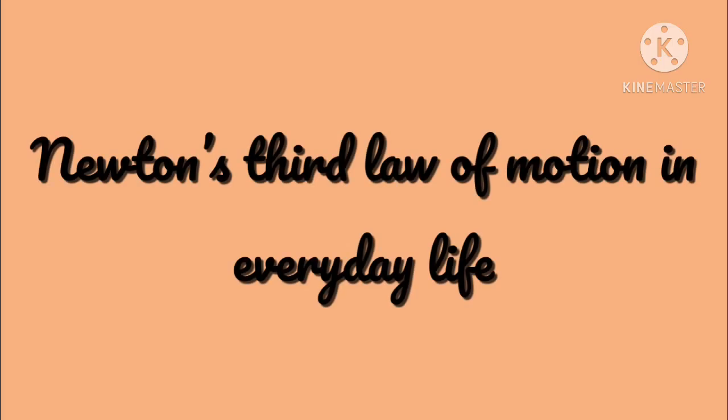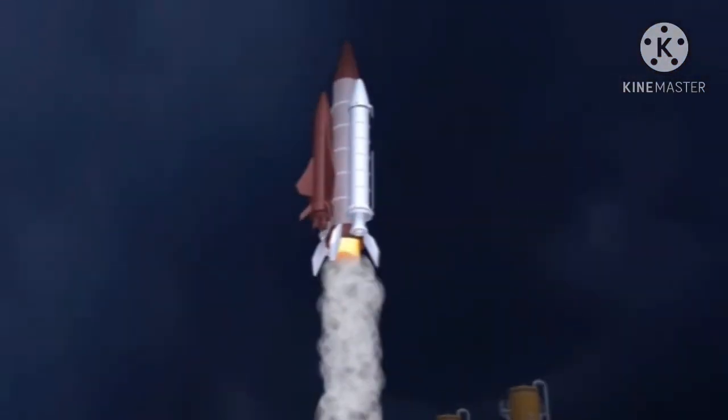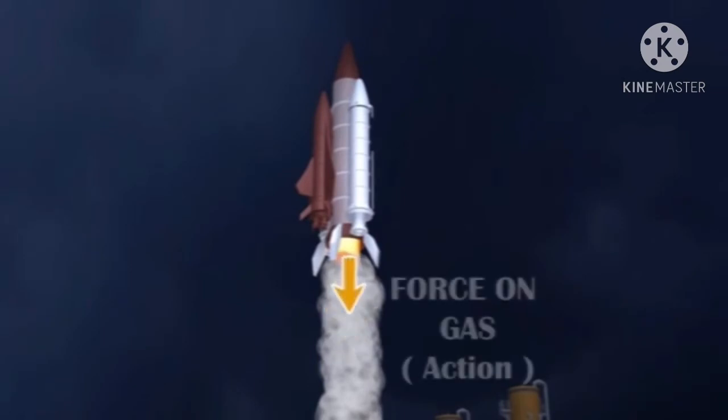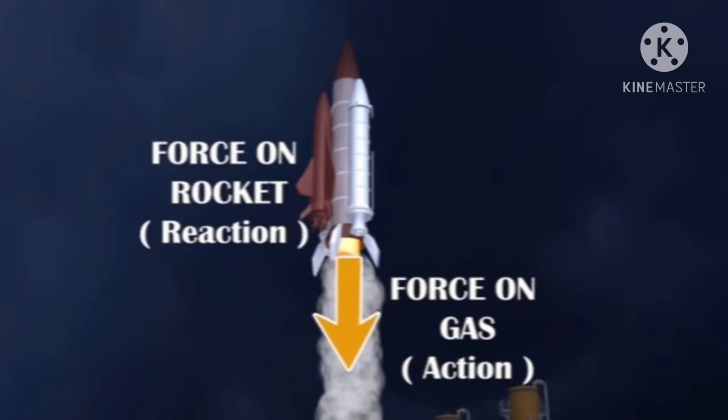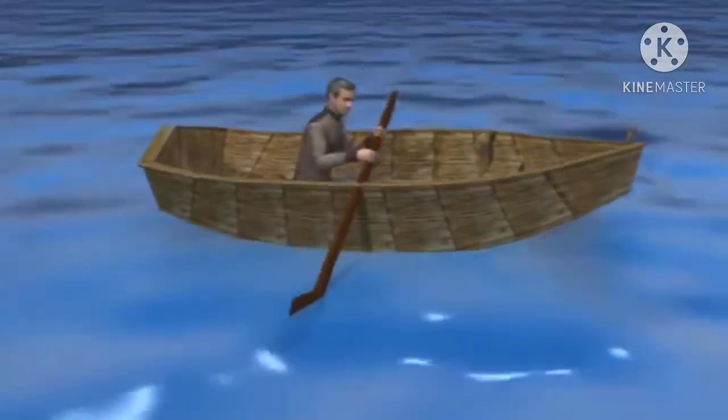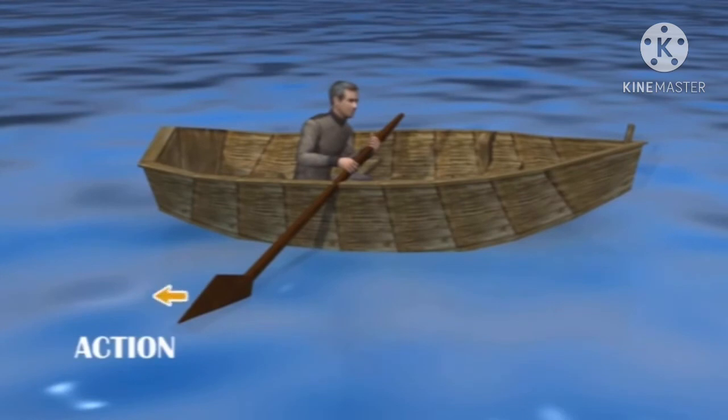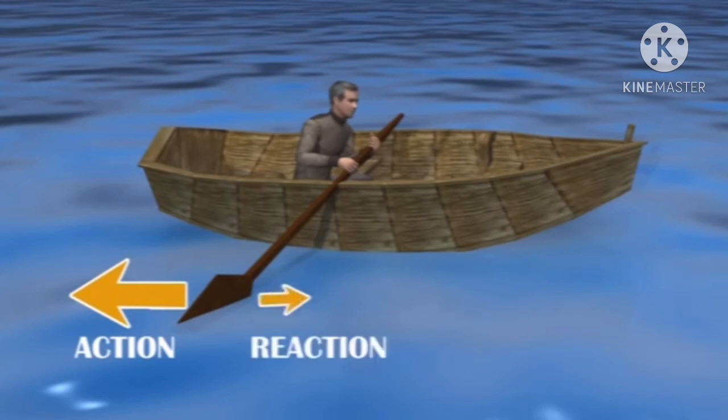Let us watch a few examples of Newton's third law of motion. In the rocket, when fuel is combusted, the rocket pushes the gas down with the force of its powerful engines. This is the action. The reaction is that the gas pushes the rocket upwards with an equal force. While rowing a boat, the boatman pushes the water backwards with the oars. The water exerts an equal and opposite push on the boat, which makes the boat move forward.